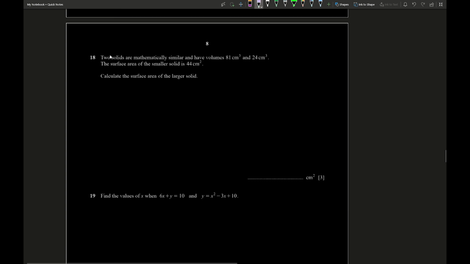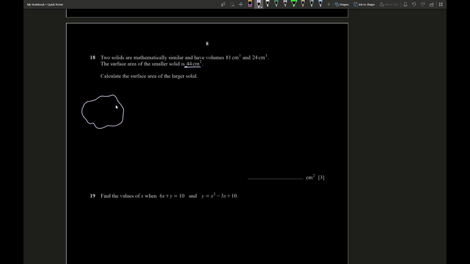All right. On to question number 18. Two solids are mathematically similar and have volumes 81 centimeter cubed and 24 centimeter cubed. The surface area of the smaller solid is 44 centimeters square. Calculate the surface area of the larger solid. Just bear with me, I'll just draw a random shape. Let's just assume that this is 3D. I can't be bothered to draw a cube or anything.